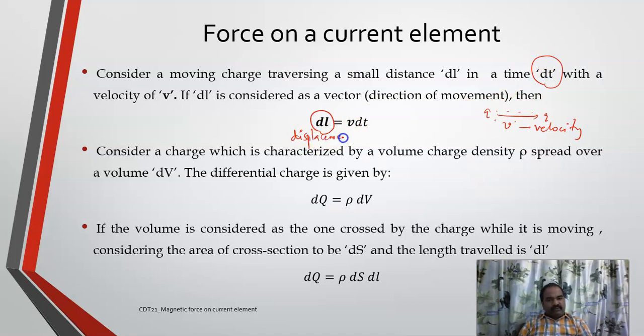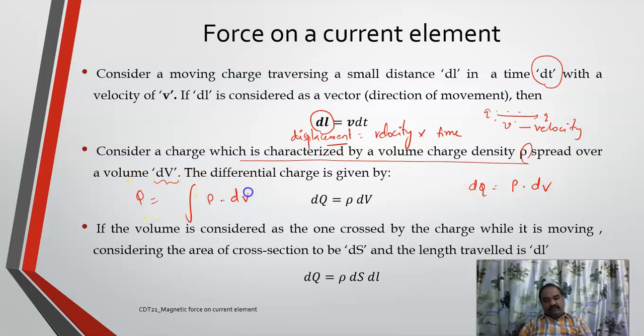a simple physics formula. Displacement is equal to velocity into time. Now I am considering only a small time, dt, so the displacement would also be differential. This is the expression. Now consider a charge which is characterized by a volume charge density rho, which is spread over a volume dv. So we know the differential charge is given by dq is equal to rho into dv. So differential charge is nothing but rho into dv.